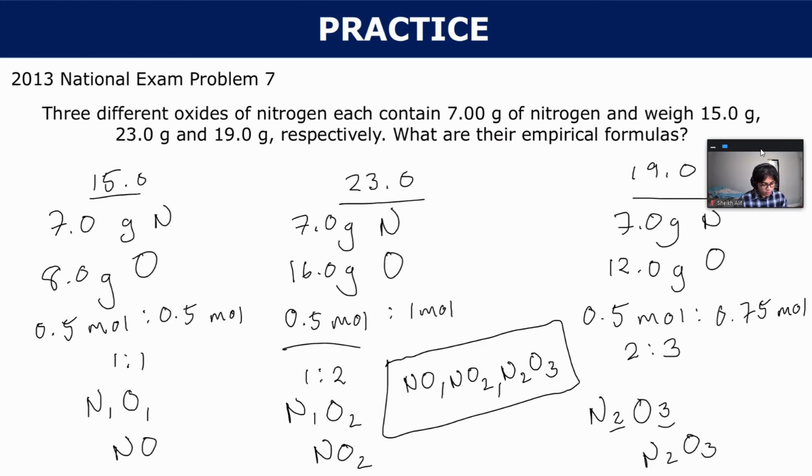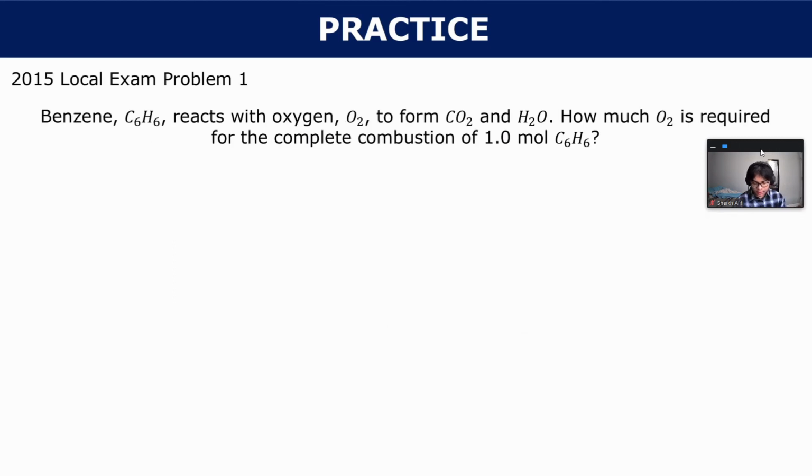Okay, let's move on to, I think this is the last one. Benzene C6H6 reacts with oxygen O2 to form CO2 and H2O. How much oxygen is required for the complete combustion of 1 mole of benzene? Alright, so in order to start, let's just write out the chemical equation that's going to happen here. So we're told that benzene is going to react with oxygen to form CO2 and H2O.